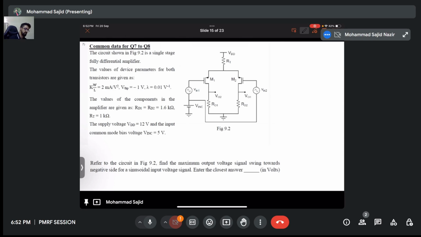Now let's move to the MOSFET part. Till now we did the questions on BJT. Again, these are the same type of question. Let's go through them quickly.